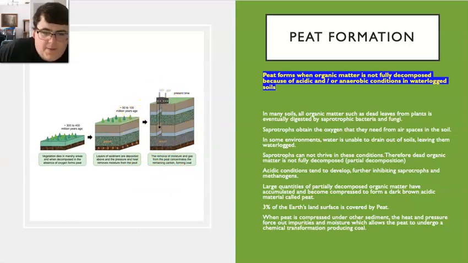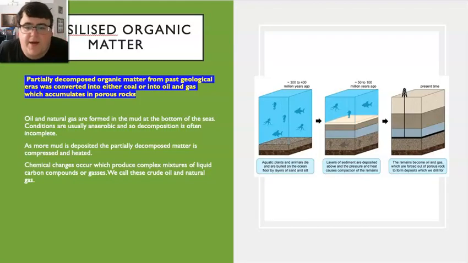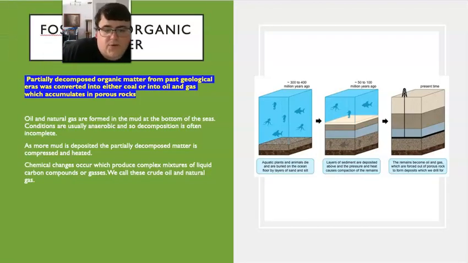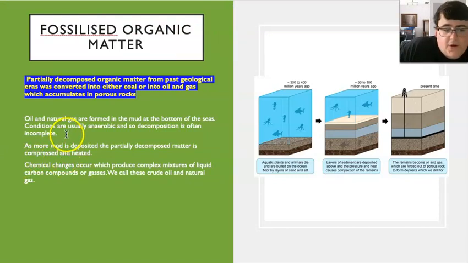Peat is not the only way this happens. This also happens under the water, which is when we're talking about oils and gases. So oils and natural gases are formed in the mud at the bottom of seas. Again, usually anaerobic conditions, so decomposition is usually incomplete. As more mud starts to deposit, the partially decomposed matter is compressed and heated, like with peat formation. But then we get chemical changes which produce complex mixtures of liquid carbon compounds or gases, which we call crude oils and natural gases.